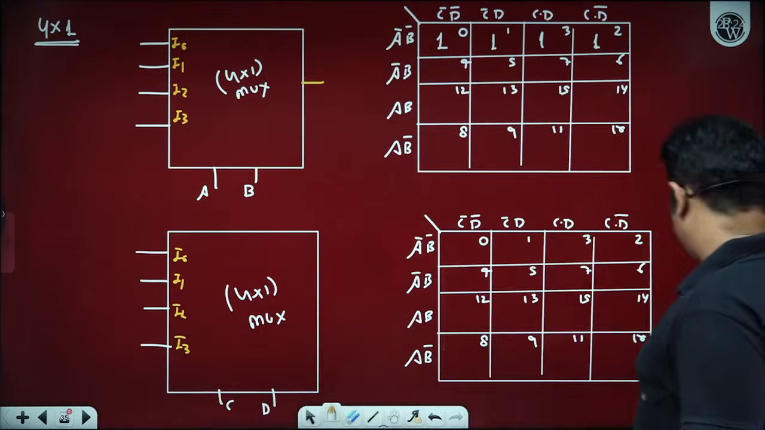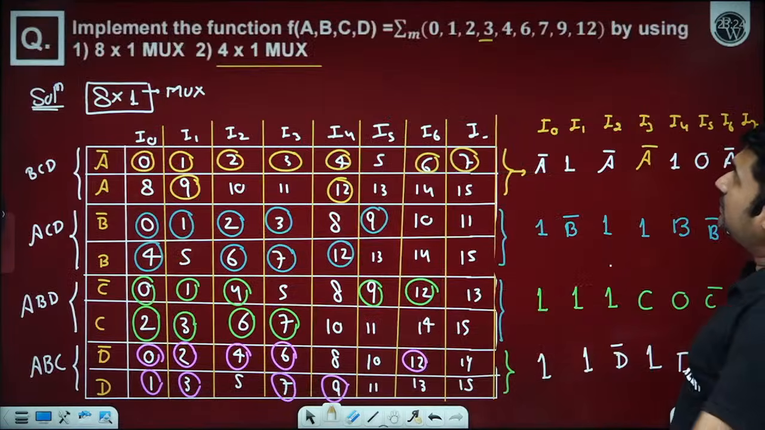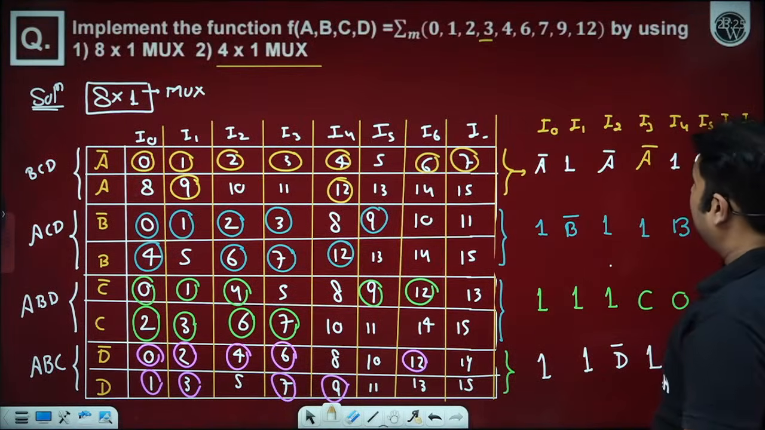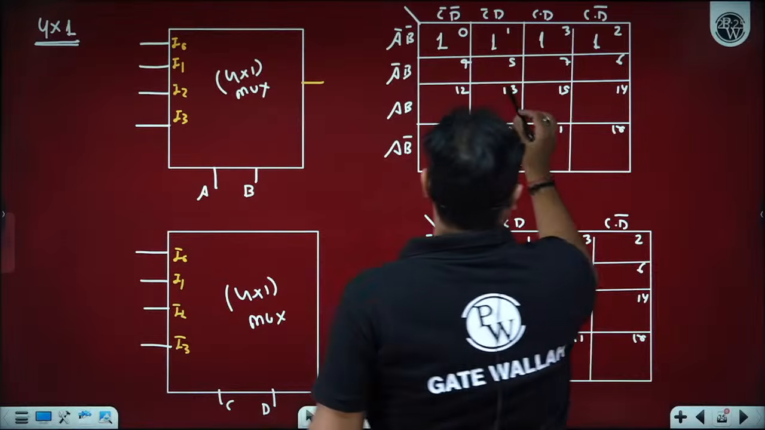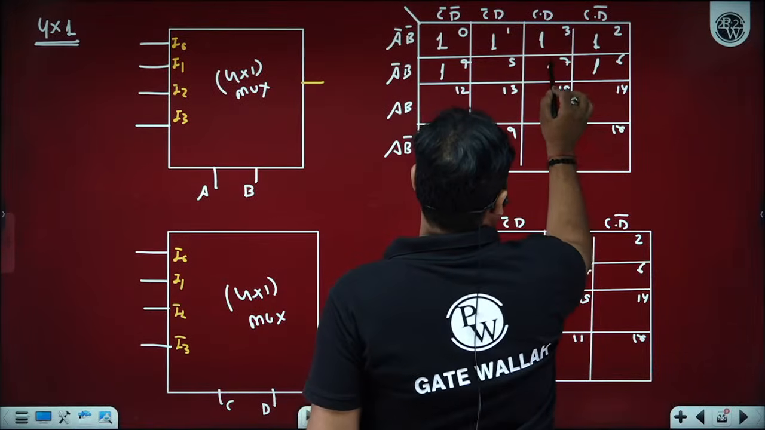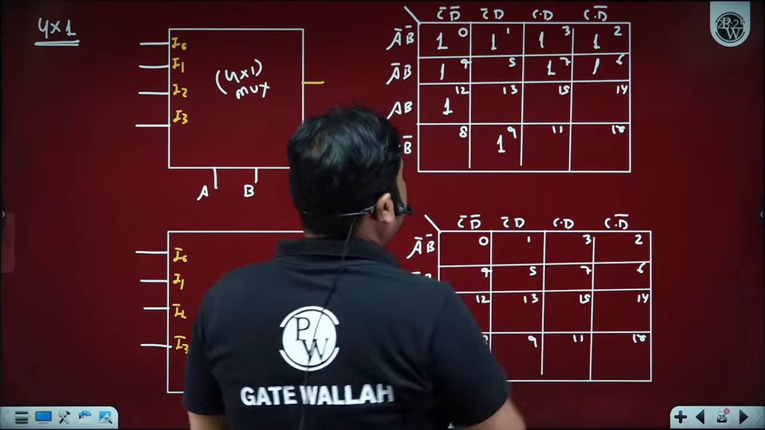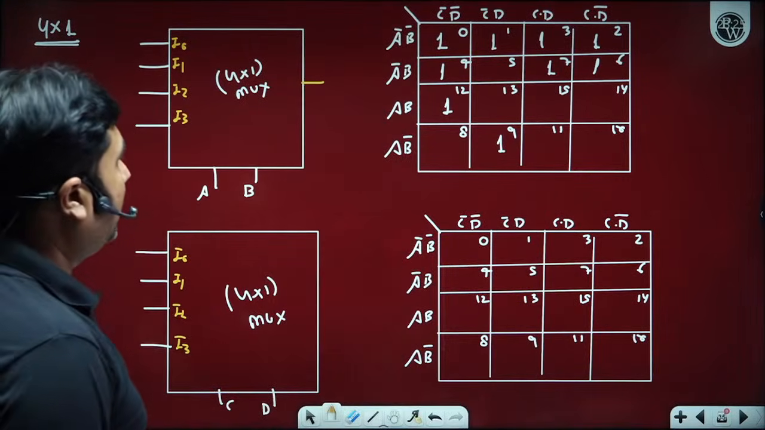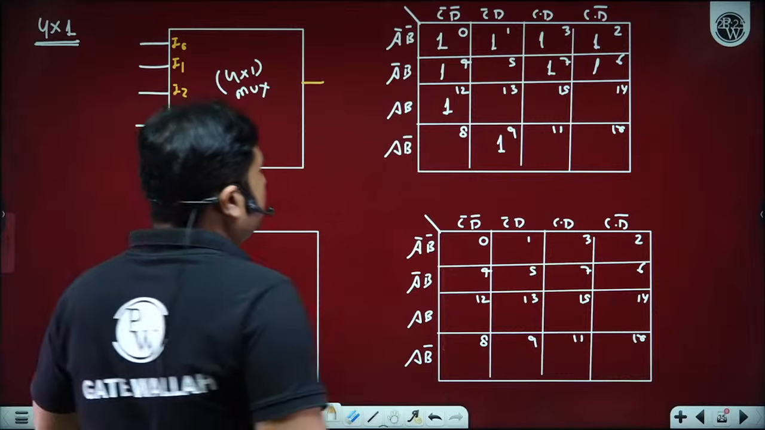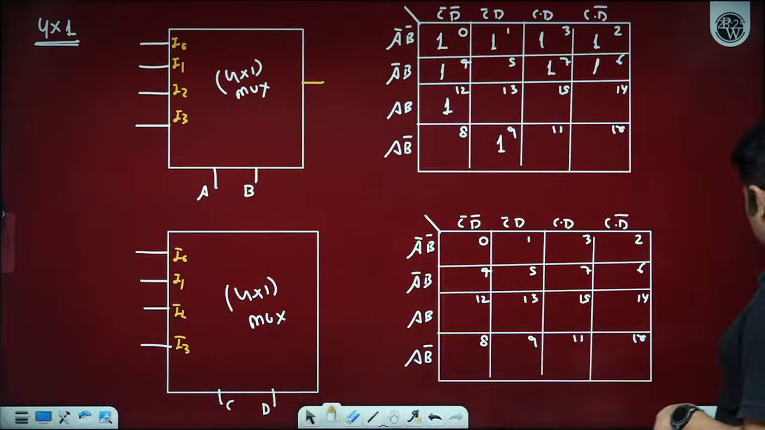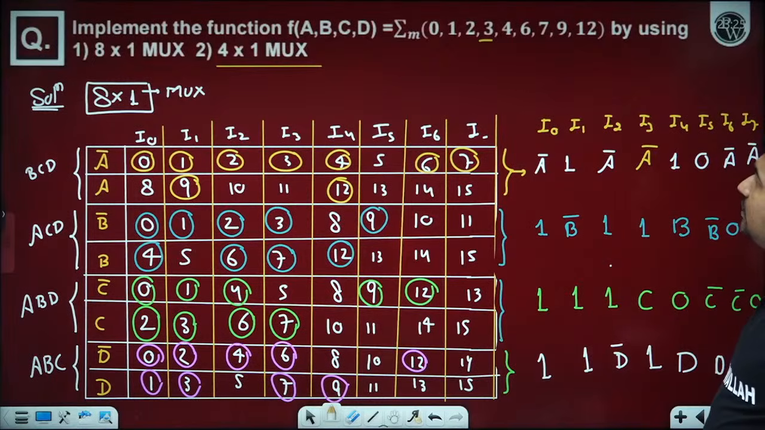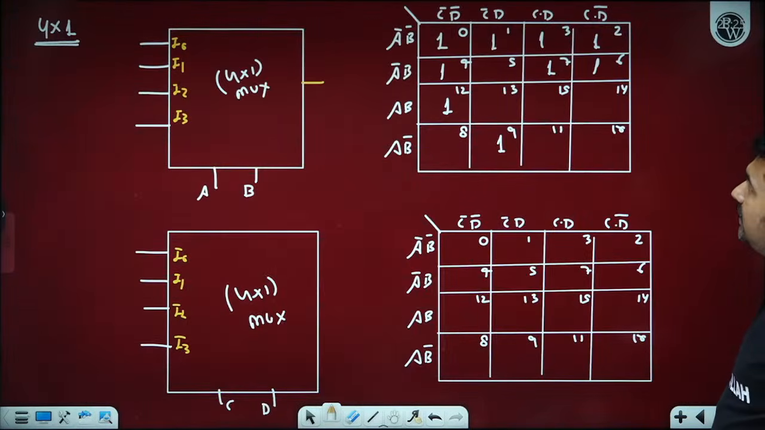So 0, 1, 2, 3. Then 4, 6, 7, 9, 12. Is it okay? Yes, sir. Now please observe 0, 1, 2, 3, 4, 6, 7, 9, 12.